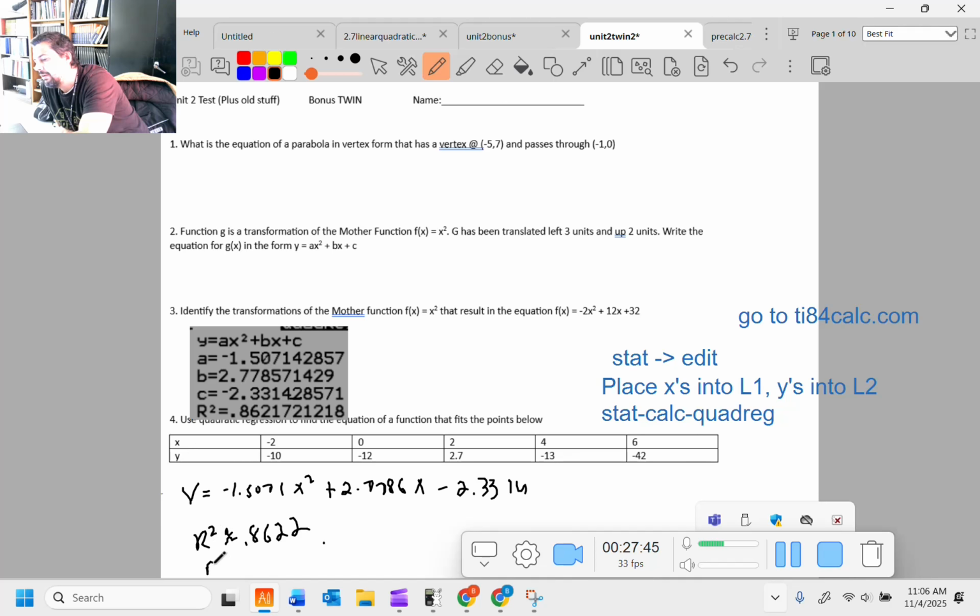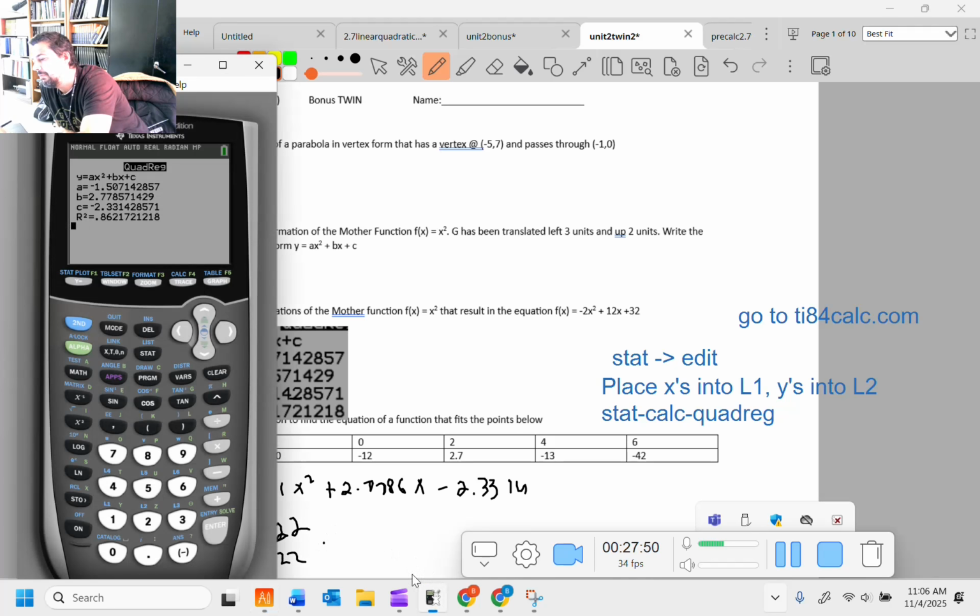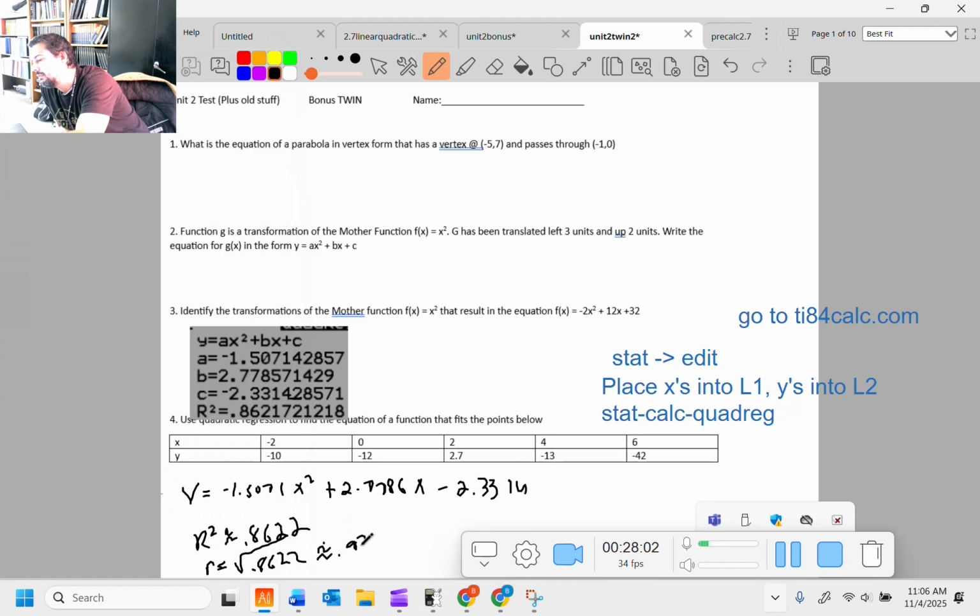Now that's R squared. R would be the square root of 0.8622, which is going to be a slightly bigger number, .9285. So if the absolute value of R is close to 1, we have a strong relation. Now this is a quadratic. We have a strong quadratic.